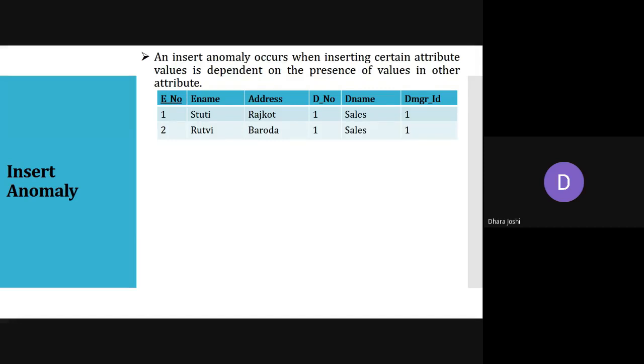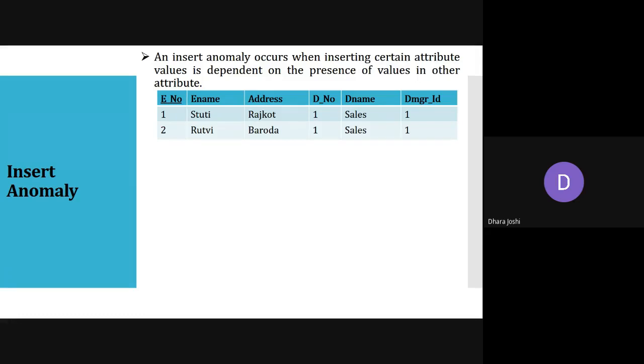Degree means the number of columns which we are having in our relation. So we are having 6 columns: enrollment number, enrollment name, address, D number, which is a department number, department name, and department manager's ID. So we are having 6 columns, which is called 6 attributes, and degree means the number of attributes. What is cardinality? Number of rows, records, or tuples which we are having.